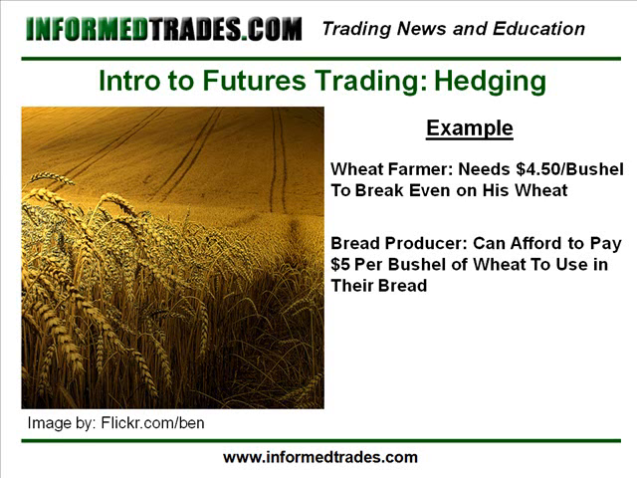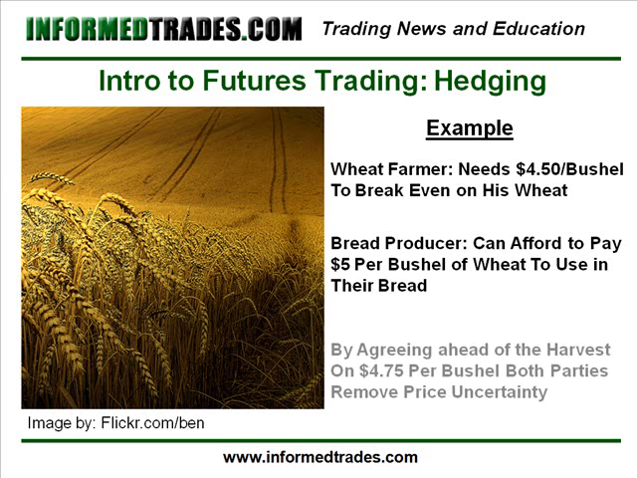money selling their bread. Next, let's say that the farmer and the bread producer in our example just happen to know each other. By making an agreement whereby the bread producer agrees to buy the farmer's wheat at harvest time at a price of $4.75 a bushel, regardless of what the prevailing price is at that time, both the farmer and the bread producer can remove the price uncertainty surrounding selling their products. The farmer is now assured of a 25-cent profit per bushel on his wheat crop, and the bread producer has locked in a price for his wheat that allows him to make a nice profit selling his bread.